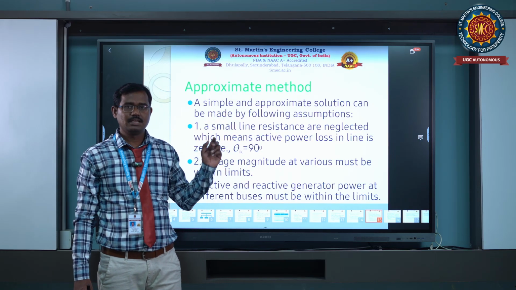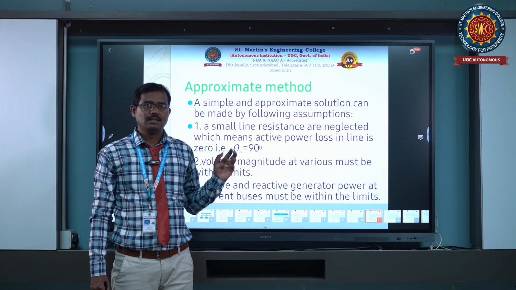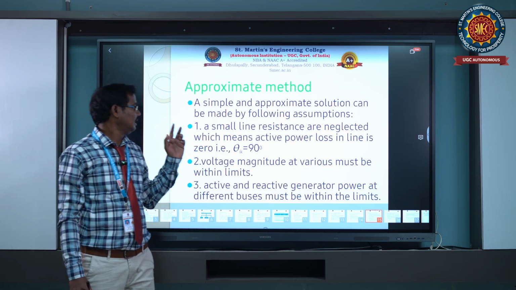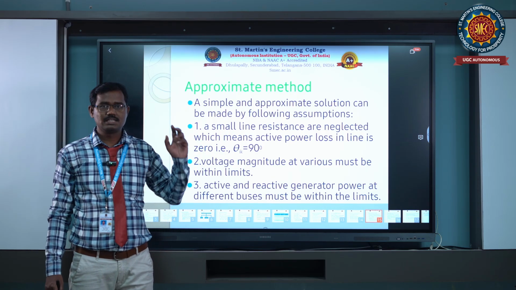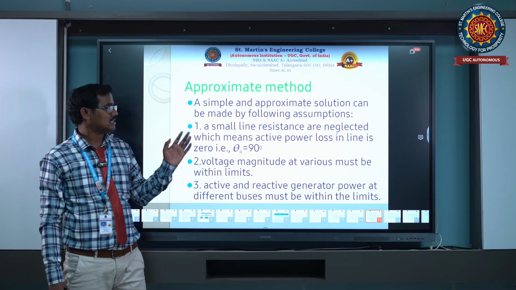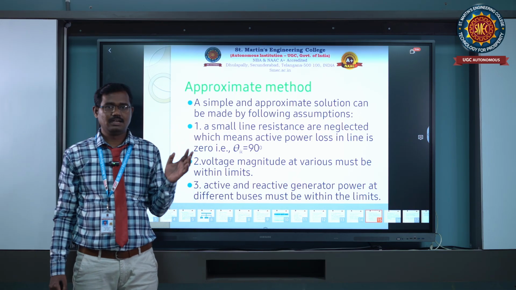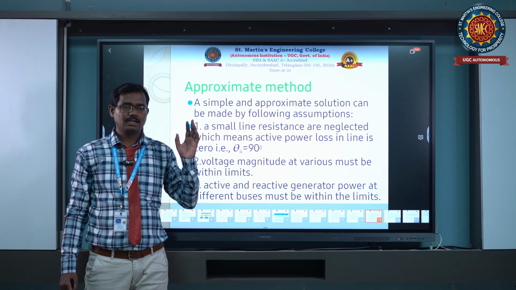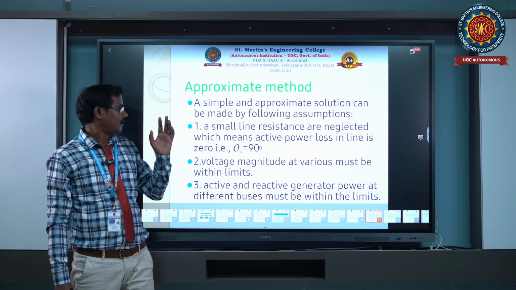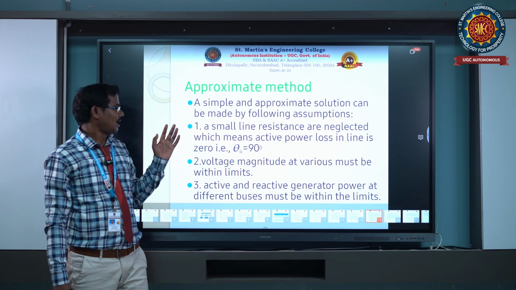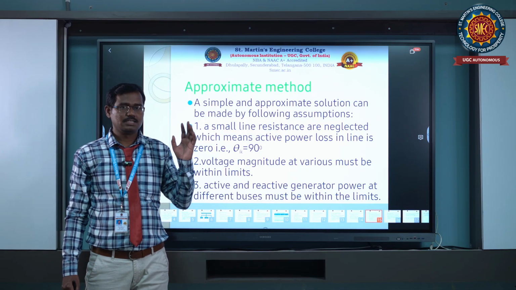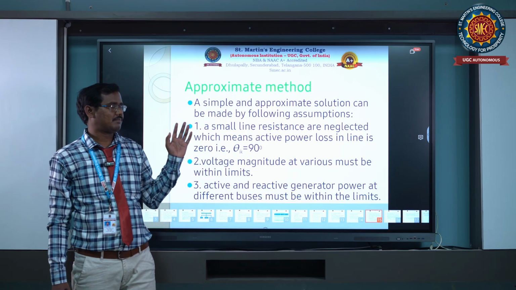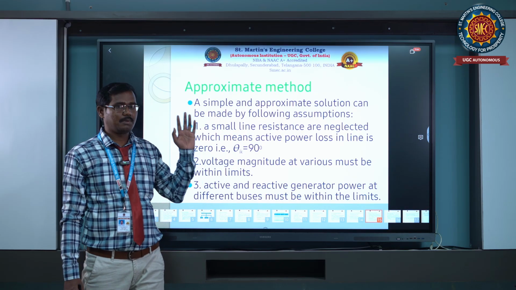The first one is that small line resistances are neglected. That means the active power losses in the system are 0, that is, theta ik is equal to 90 degrees. This is the first assumption you have to take for the approximation method.